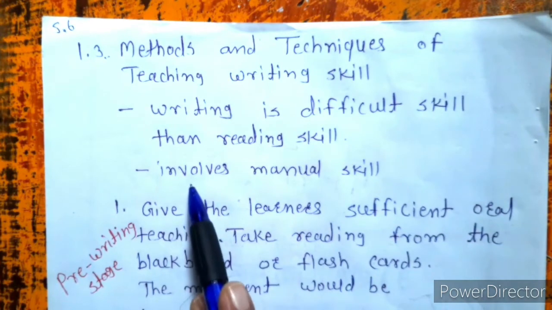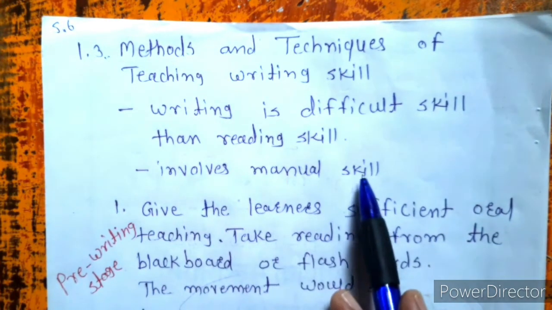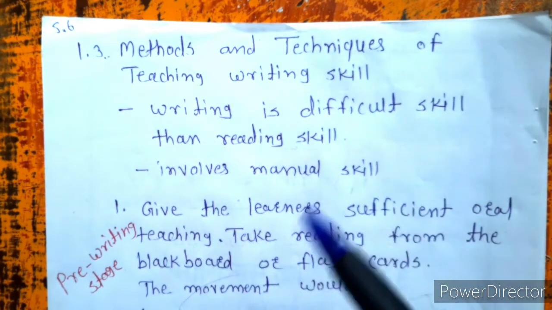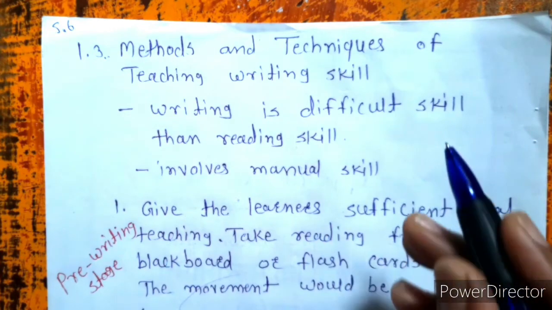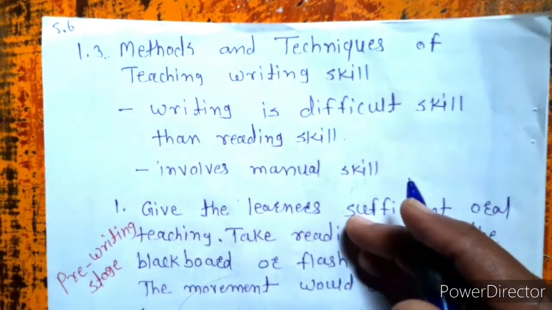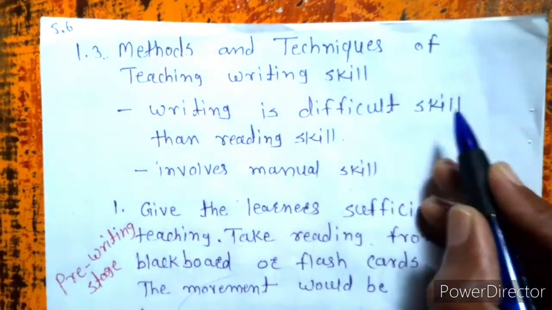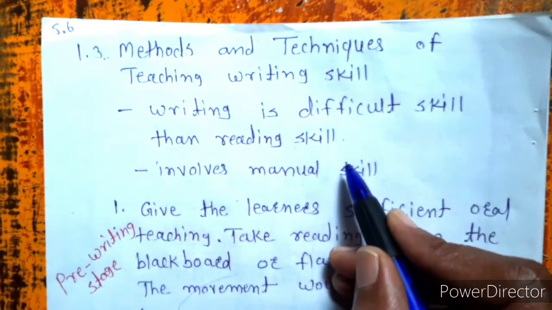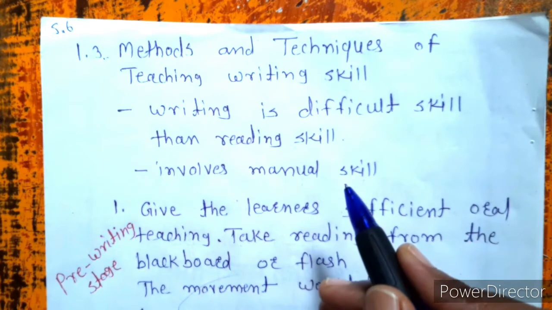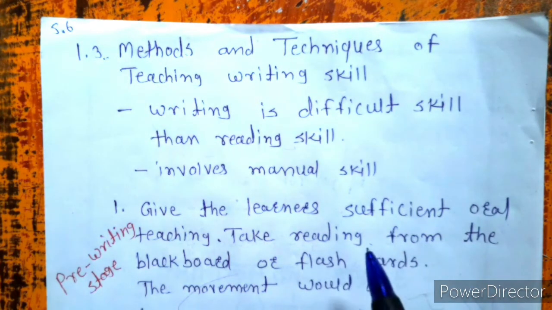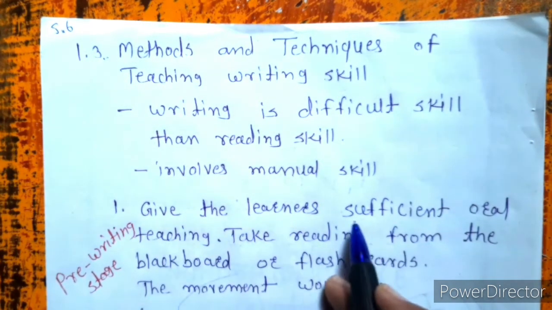Then it involves manual skill. It involves manual skill means such things as holding a pencil or pen, controlling the muscles like the fingers, keeping a paper or a notebook straight, then hand and eye coordination. The teaching of language writing should not begin with the teaching of the alphabet. The methods and techniques of teaching writing should be as follows.